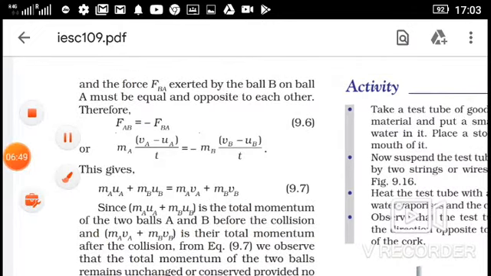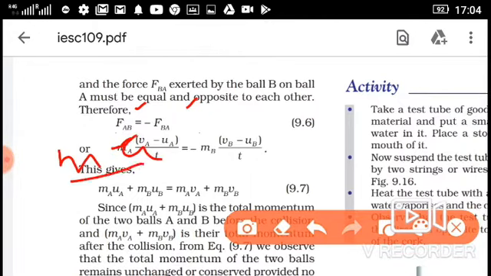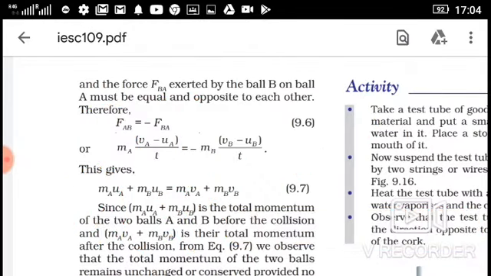You can start from here also. The forces are equal. Then you just use the formula of force, that is ma. Mass is the same and acceleration is v minus u upon t, like this. If you are talking about object A, ball A, then you write AA. Then similarly minus this. Then you can see it.